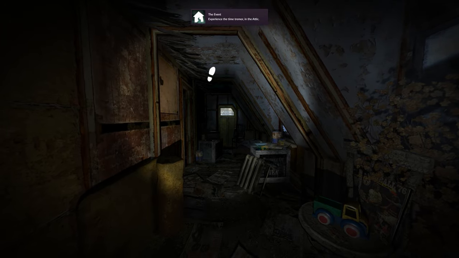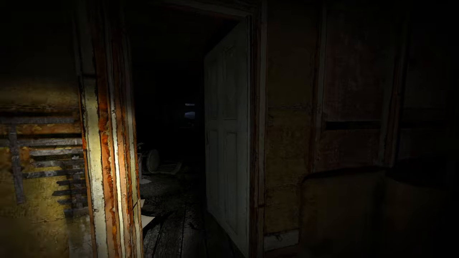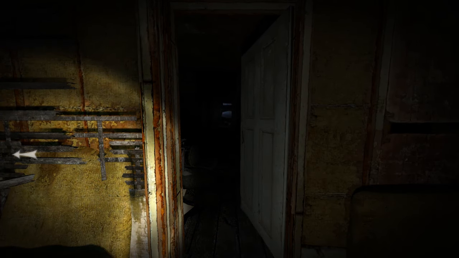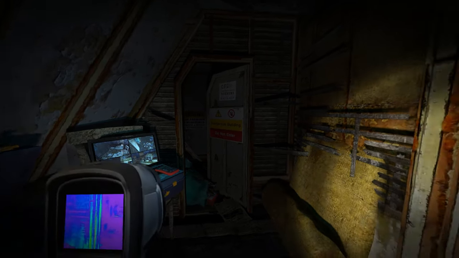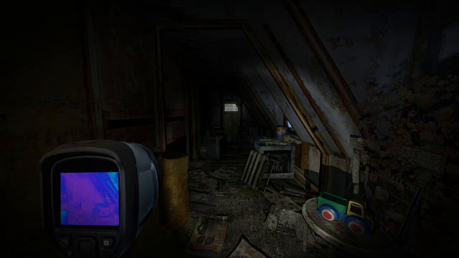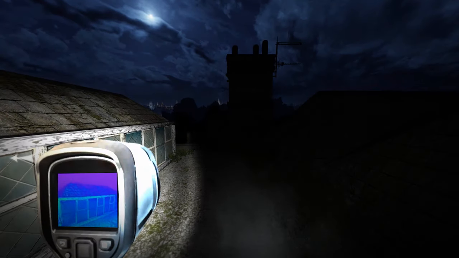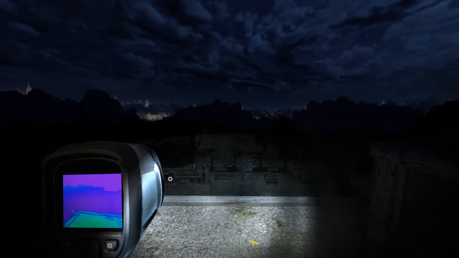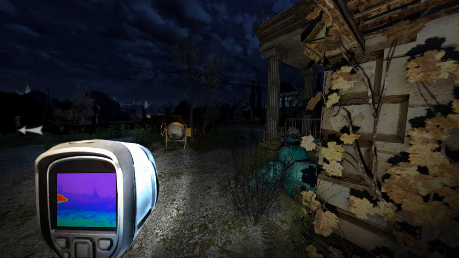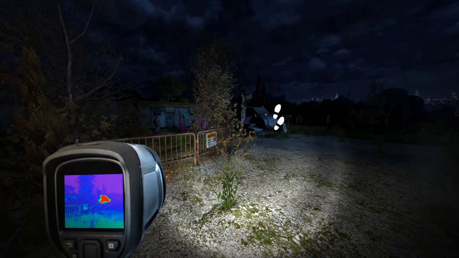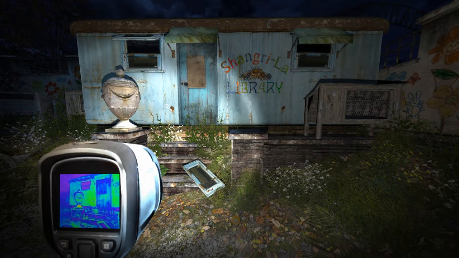Experience the time tremor in the attic. A time tremor, so it's a tremor from a different time. Good. I was worried I was going to be locked in there or something. Yeah, this is it.